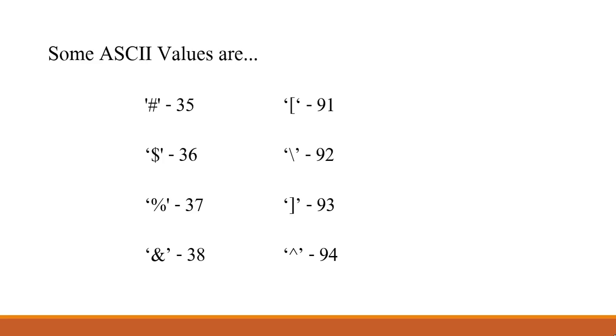Other than those, we have many symbols on the keyboard, like hash, which is 35, dollar 36, percentage 37, ampersand 38, open bracket 91, slash 92, power or caret 94, at the rate 64. Every key on the keyboard has its separate ASCII value. So those ASCII values represent characters. We can give them inside single quotes, or otherwise we can give the ASCII codes also.